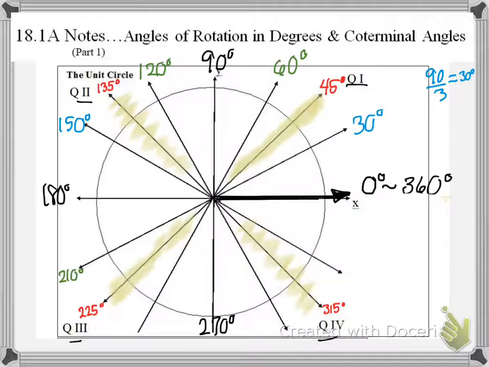210 degrees plus 30 degrees again takes me to 240 degrees. Plus 30 degrees again takes me to the 270 I already know. Plus 30 degrees again takes me to 300 degrees. Plus 30 degrees again takes me to 330 degrees. Plus 30 degrees again takes me to the 360 degrees I already know.